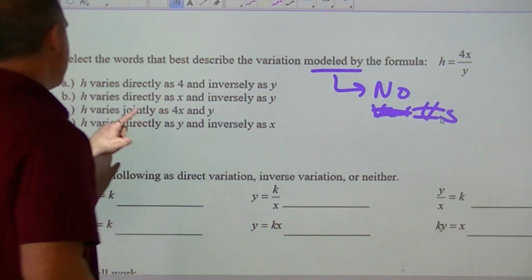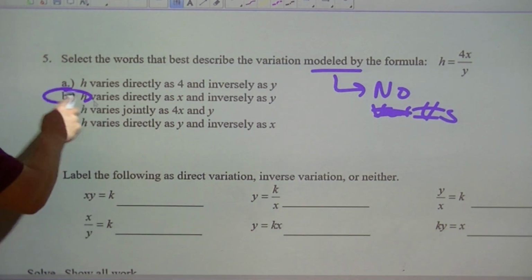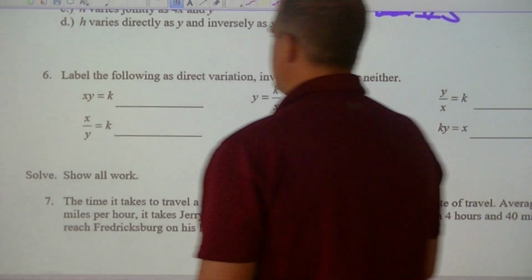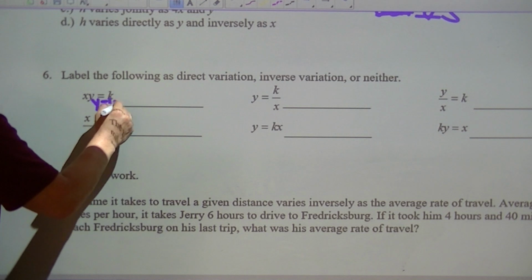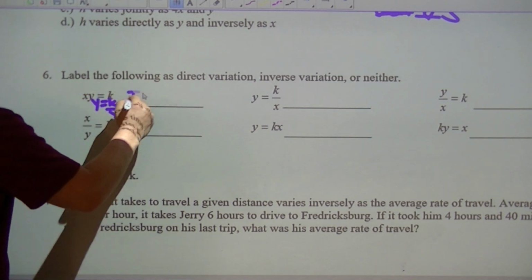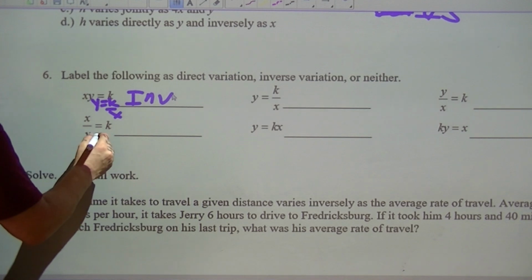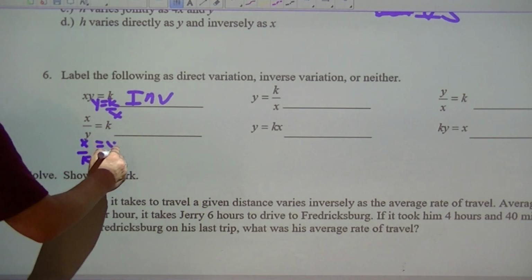So that's going to be directly with x and inversely as y. This problem, very simple. If you get y by itself, this would be y equals k over x, because the x would move back underneath, that'd be inverse. This one, the y would move up here, and the k would move down here, so this one's going to be neither.